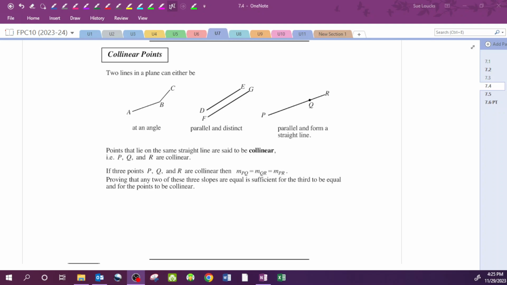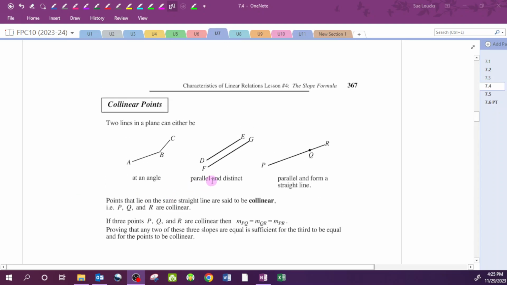Okay, we're back with part 2 of lesson 4 for Math 10, Foundations in Pre-Cal 10. And this is saying that two lines in a plane, which means on a flat surface, can either be at an angle, they can be parallel and distinct, or they can be parallel and form a straight line.